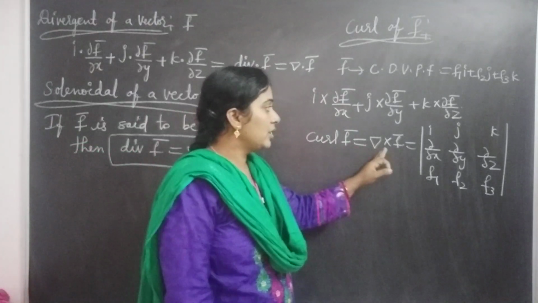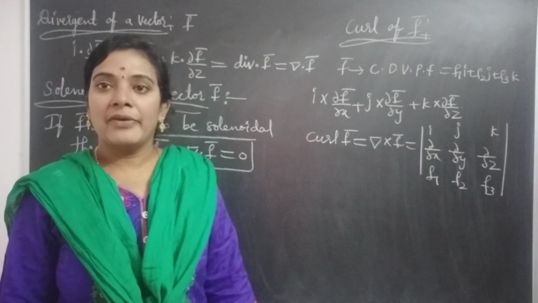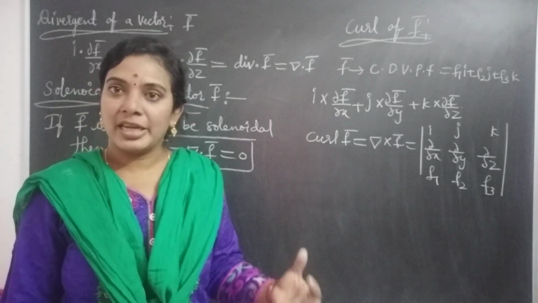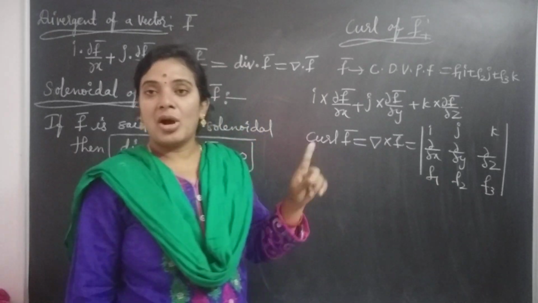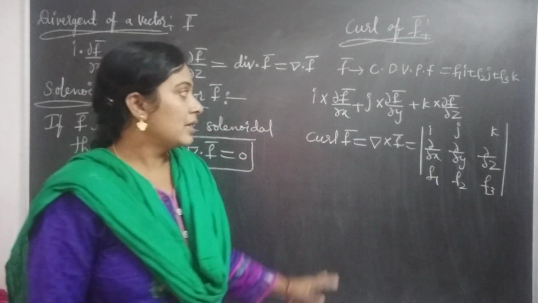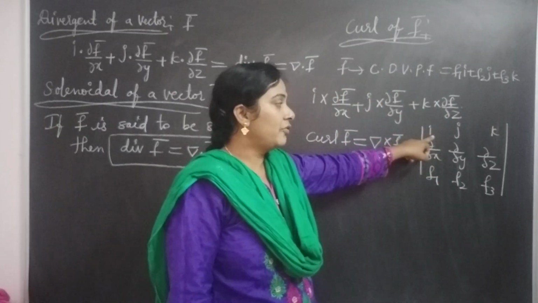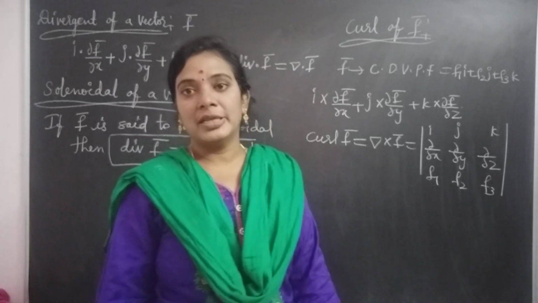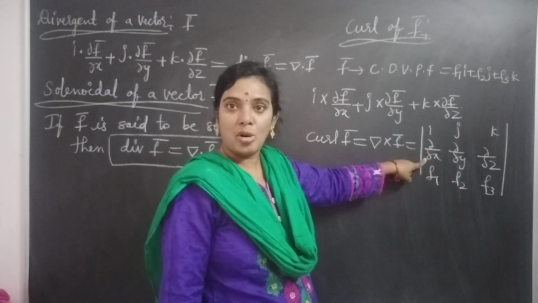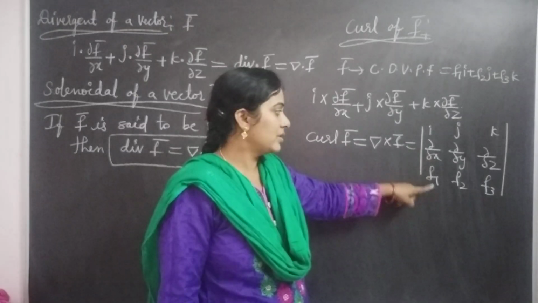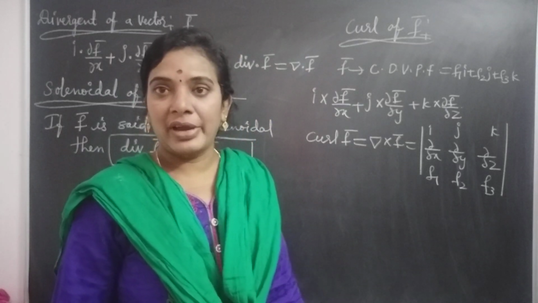Here the notation is del cross f, that is nothing but del is an operator, f is also a vector. Both are vectors. In between two vectors the cross product is there, and that is called the curl f vector. That is nothing but, in 3 by 3 matrix form, the first row is the vector components, that is i, j, k. The second row is the del operators, that is the partial derivatives. The third is the functions f1, f2, f3 in the f vector.